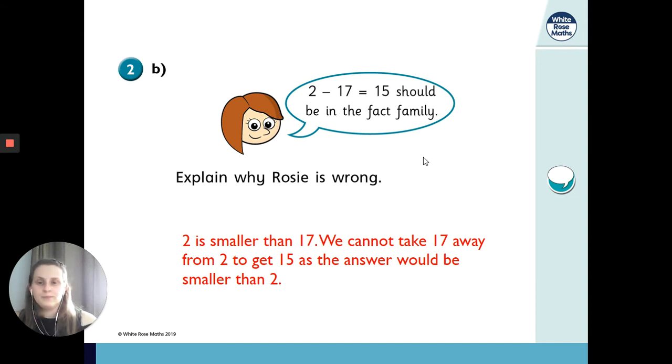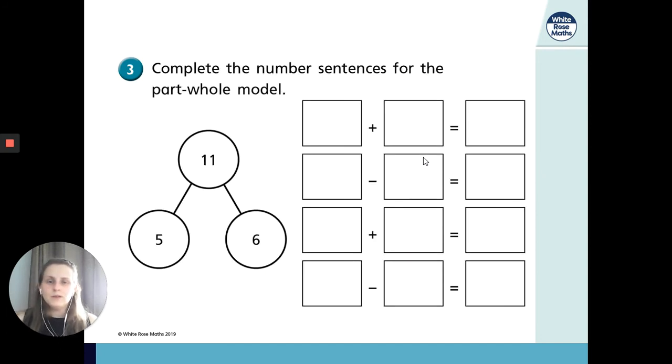Number 3, complete the number sentence for this part whole model. So our total is 11. Our two parts are 5 and 6. So which two of these numbers do I have to add together to get my answer? And what would I do in terms of a subtraction? You've got 4 different calculations to do there. Make sure that you change the position of each of those numbers in each one.